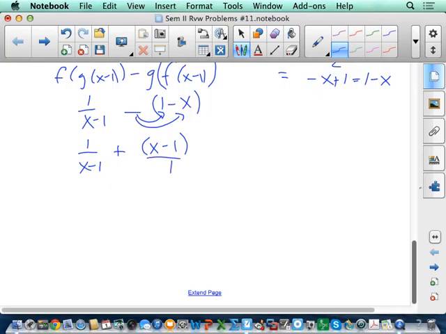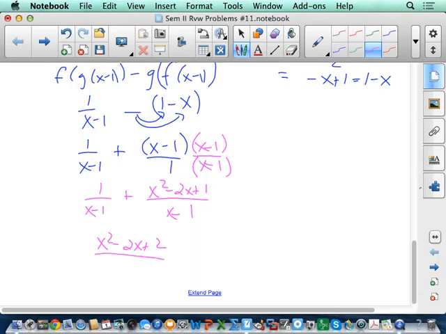Okay, how am I going to combine those fractions? How am I going to add them? Multiply by x minus 1 over x minus 1. So that's going to give us 1 over x minus 1 plus x squared minus 2x plus 1 over x minus 1. Finally, we can add these fractions: x squared minus 2x plus 2 over x minus 1.